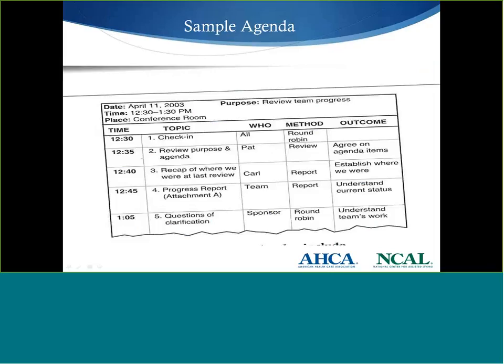And here's just a sample of an agenda. It has the date, the time, the place, the purpose. You can see it has time frames, it has topics, it says who's going to do what, and it has the outcome. They're going to agree on the agenda. They're going to establish something. They're going to understand something. Maybe they're going to report on something or plan something. And the methods in this example are that they're reviewing something, or having a report, or maybe having a work session and doing some brainstorming. That would also be on the agenda.